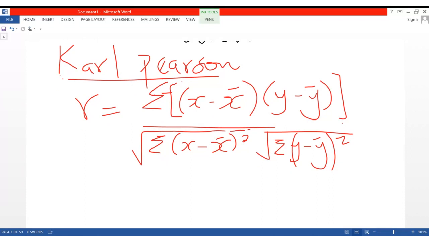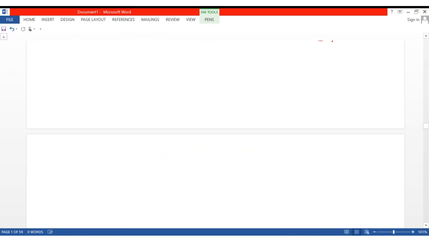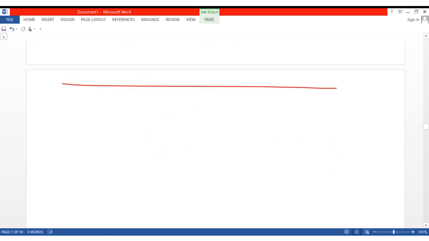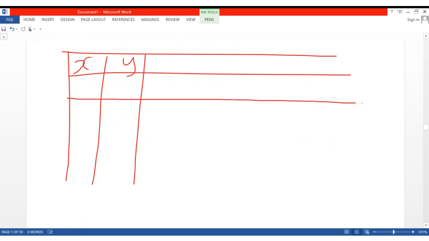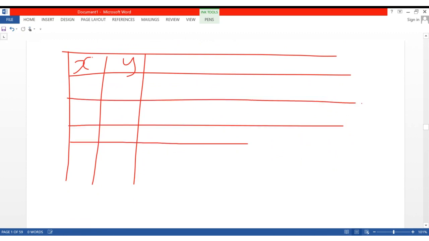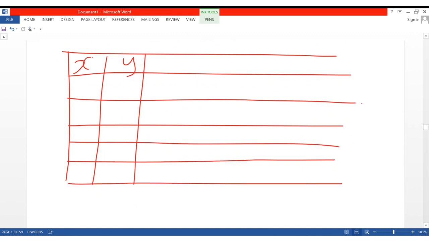Example one: calculate the Karl Pearson's correlation coefficient. So this is the table that I have. I'll not take so many values. Let's say I have x and I have y. On the values, you can have 9, 4, 6, 5 and 1 for x, and 5, 6, 4, 3 and 2 for y. So those are the values that you have been given, and you want to get a correlation between those two variables, x and y.